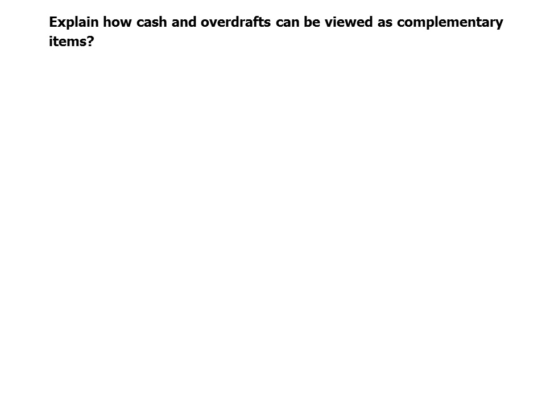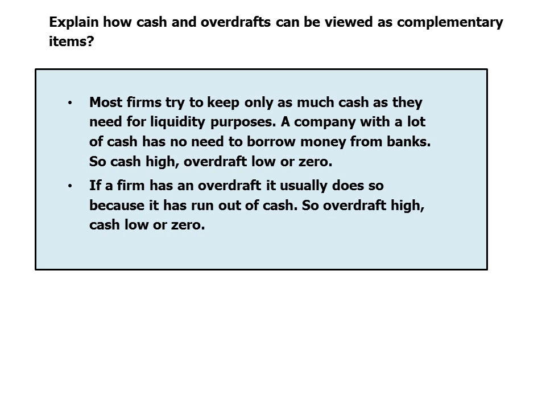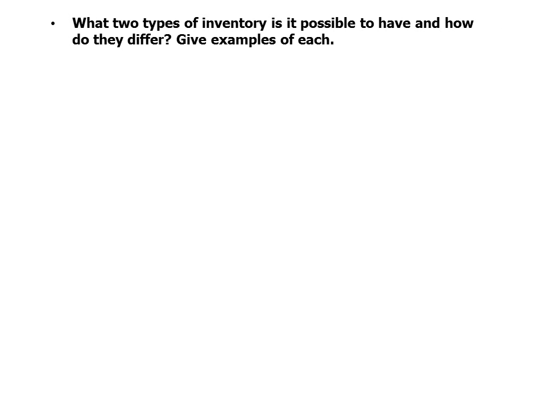Explain how cash and overdrafts can be viewed as complementary items. Most firms try to keep only as much cash as they need for liquidity purposes, for cash management. A company with a lot of cash has no need to borrow from banks. So if cash is high, the overdraft will be low or 0. If a firm has an overdraft, it usually does so because it has run out of cash. So if it has a high value for overdraft, cash will be low or 0.